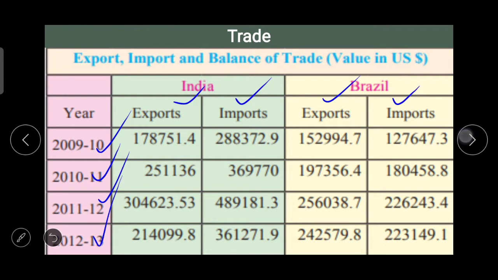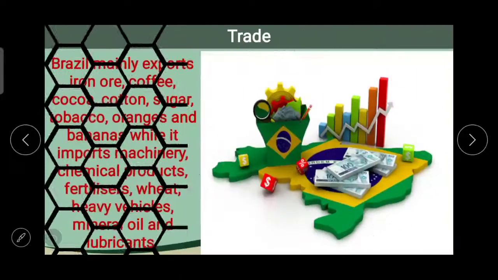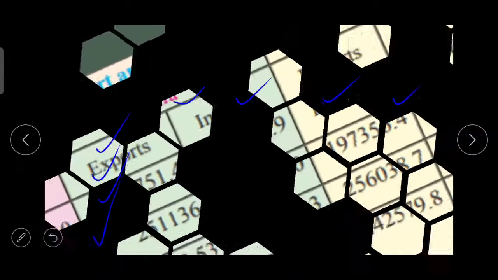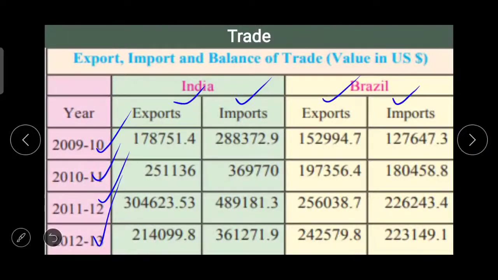Now the questions. First question is, what is balance of trade? What is balance of trade? The balance of trade of a country is the difference between its export and import.